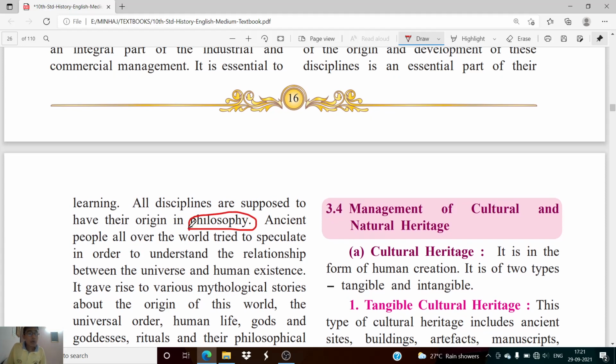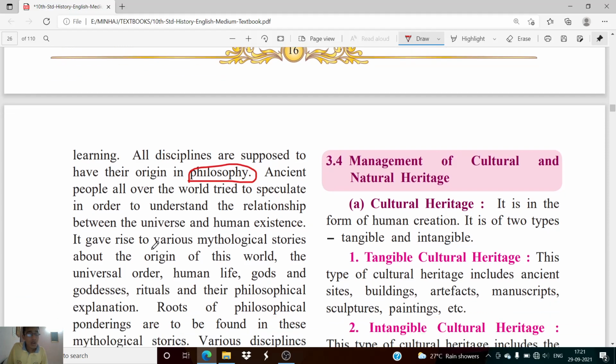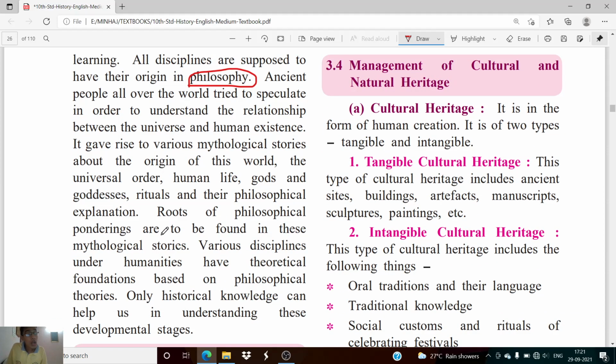Now ancient people all over the world tried to speculate in order to understand the relationship between the universe and human existence. It gave rise to various mythological stories about the origin of this world, the universal order, human life, gods and goddesses, rituals, and their philosophical explanation. Roots of philosophical ponderings are to be found in these mythological stories. Various disciplines under humanities have theoretical foundations based on philosophical theories. Only historical knowledge can help us in understanding these developmental stages.